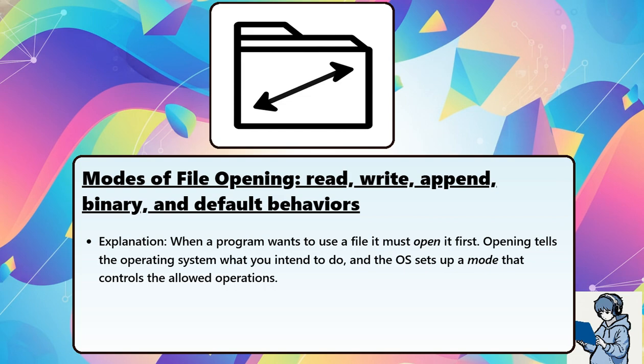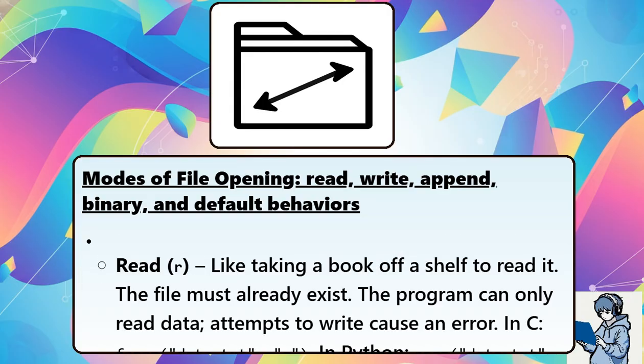When a program wants to use a file, it must open it first. Opening tells the operating system what you intend to do, and the operating system sets up a mode that controls the allowed operations. Read is like taking a book off a shelf to read it. The file must already exist. The program can only read data; attempts to write cause an error.